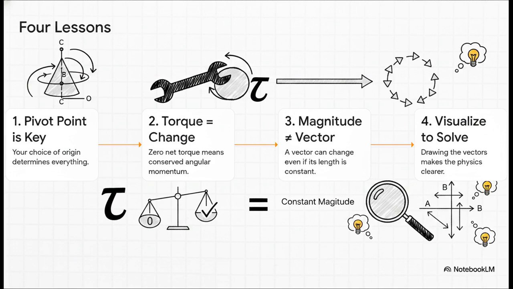2, torque is the agent of change. If you want to know if angular momentum is conserved, just find the net work. If it's 0, you are golden. 3, the big one, constant magnitude does not equal a constant vector. That paradox is solved. Direction matters just as much as size. And finally, number 4, when in doubt, visualize it. Drawing out those vectors made the subtraction process a million times clearer than just staring at an equation.